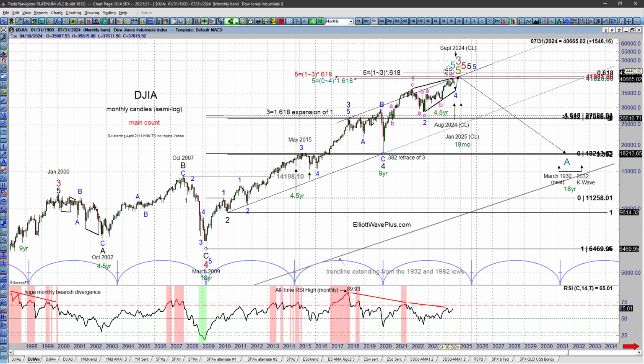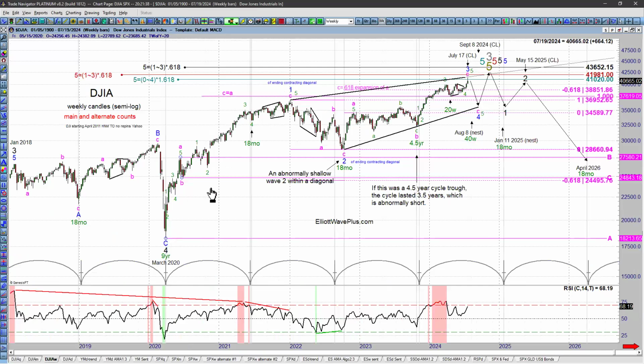So I think we've probably seen waves one, two, and three of the diagonal now, and we need a wave four and a five still to go. Weekly chart.